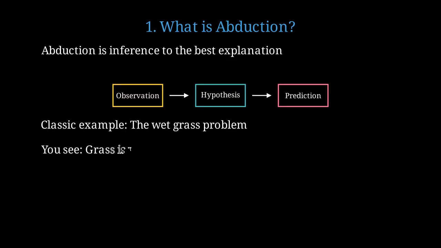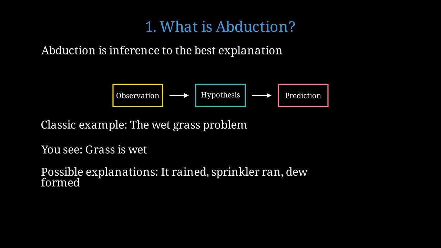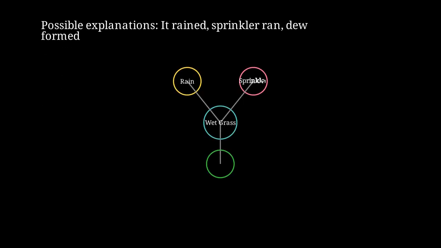You observe that the grass outside is wet. Abduction generates possible explanations. It rained, the sprinkler ran, or dew formed overnight. Each hypothesis has different probability and explanatory power, and abduction helps us reason about which is most likely.